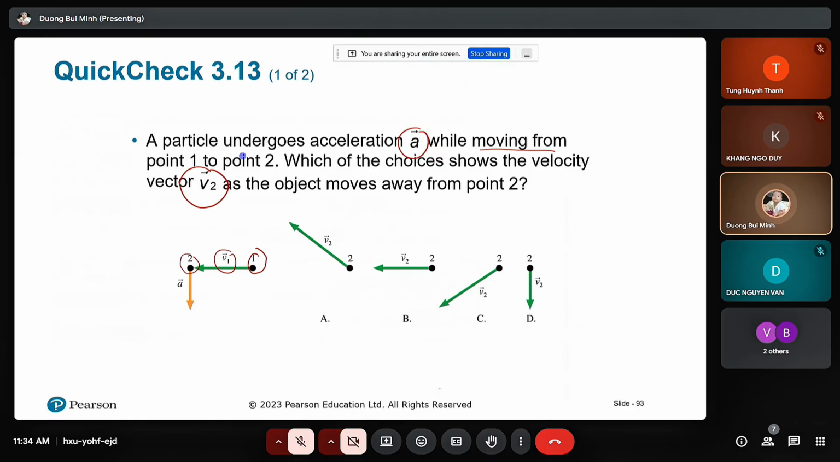So we just think about Vf minus Vi, right? Delta t is constant, right? We have vector A is Vf minus Vi divided by delta t. So now they give the information of A and Vi, so you can get Vf, right?